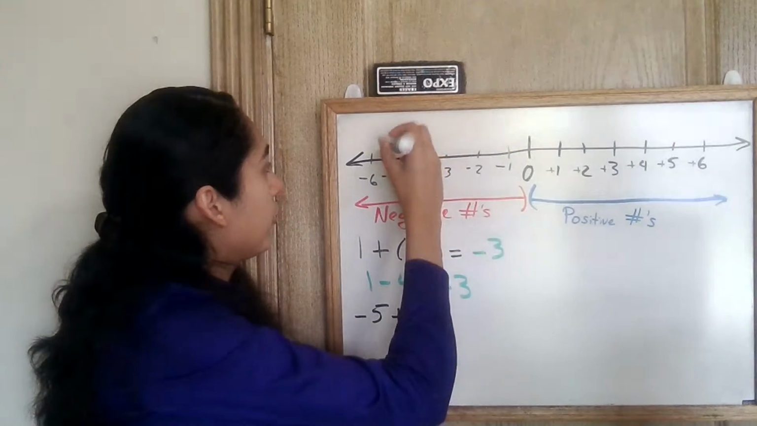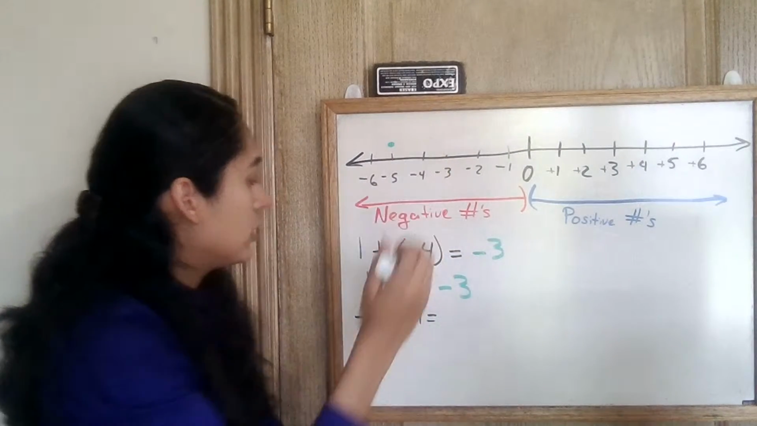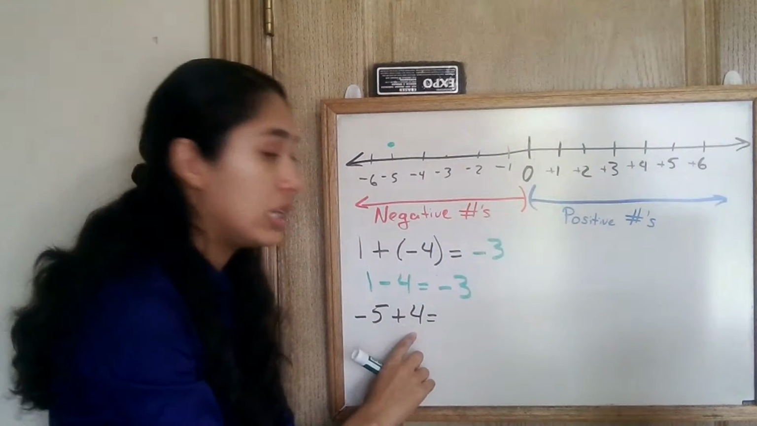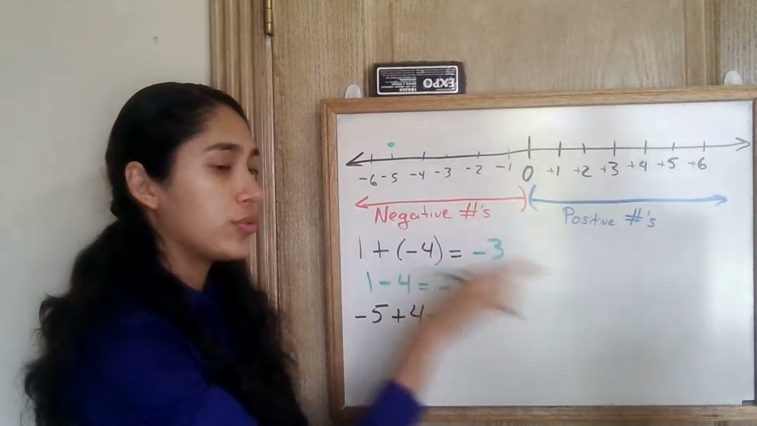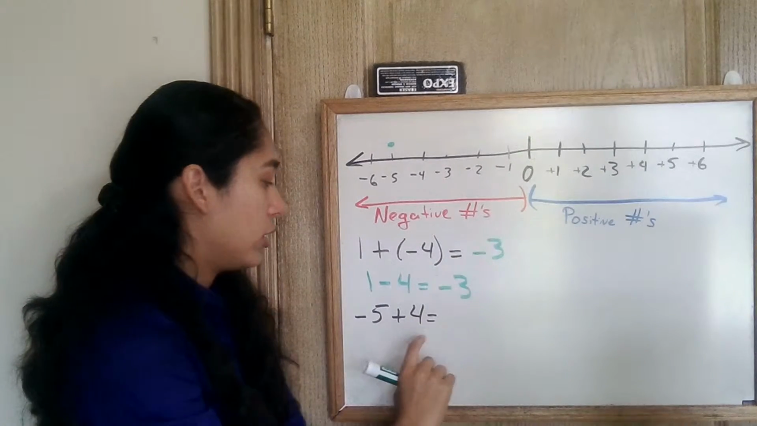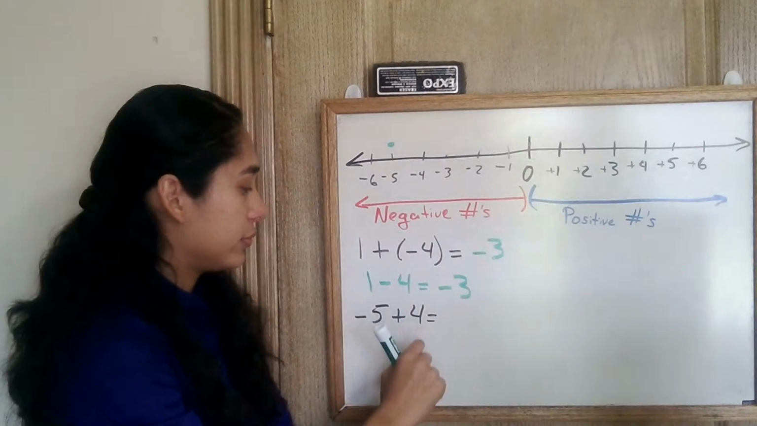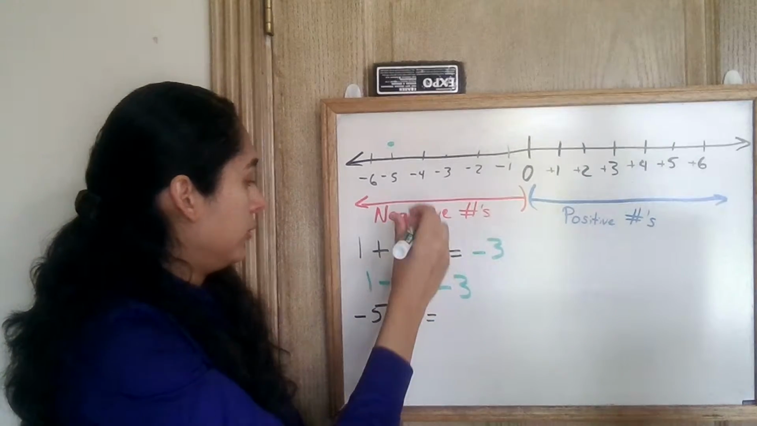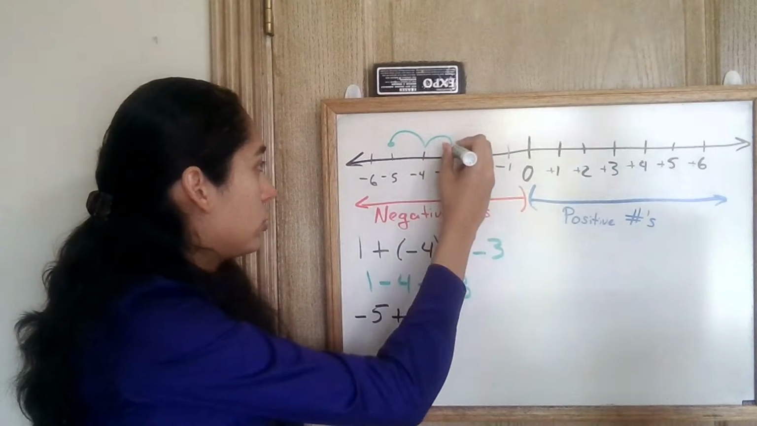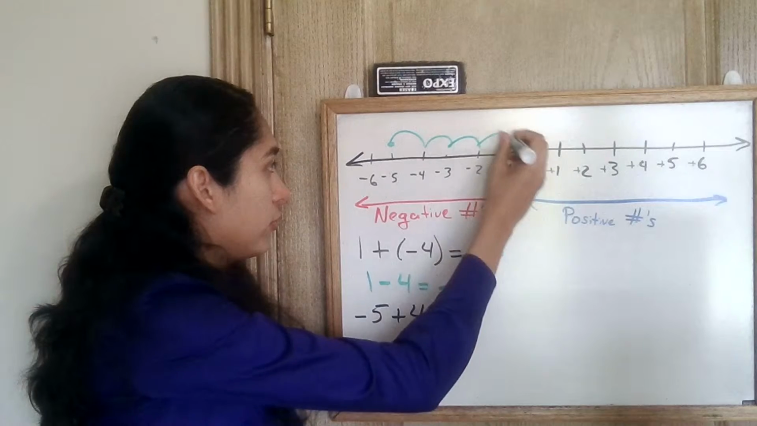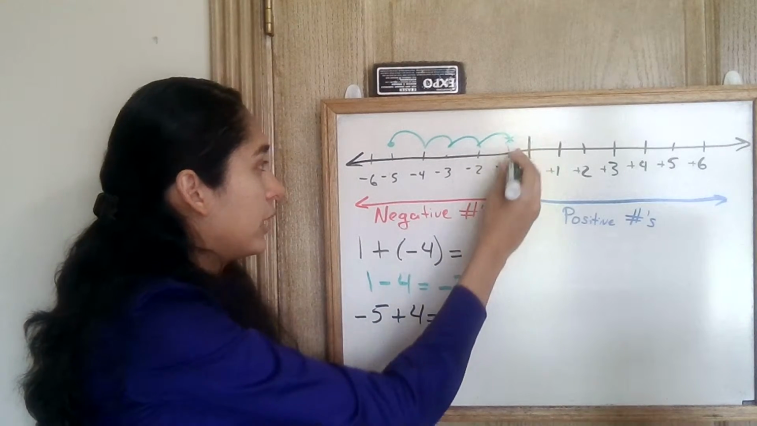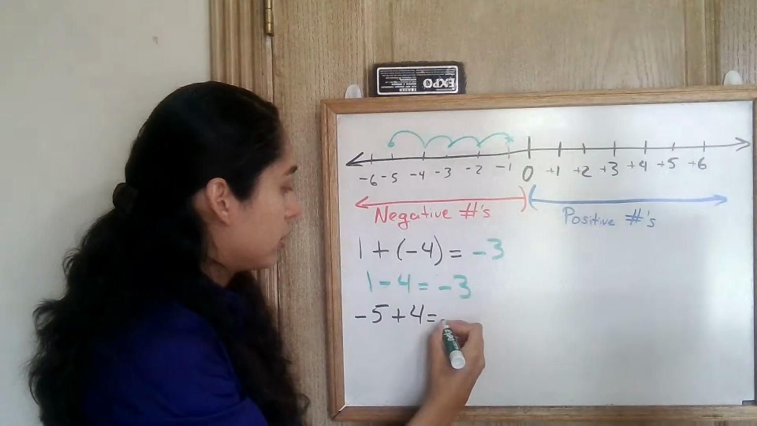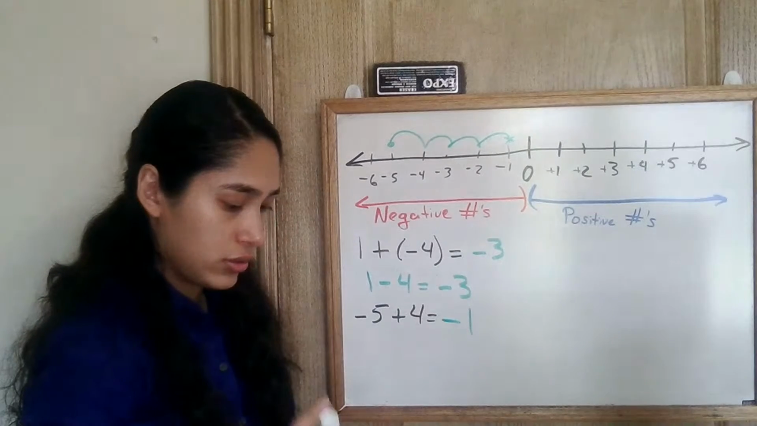We have -5. And we're going to go into the positive direction. We're going to move to the right because this is a positive value. And there's no other value. 1, 2, 3, 4. This is where we are going to end up, -1. Okay.